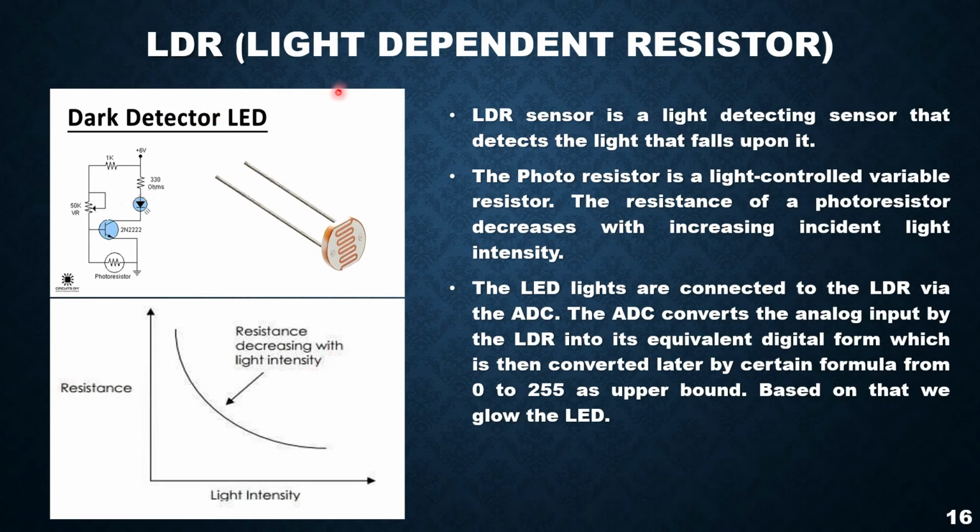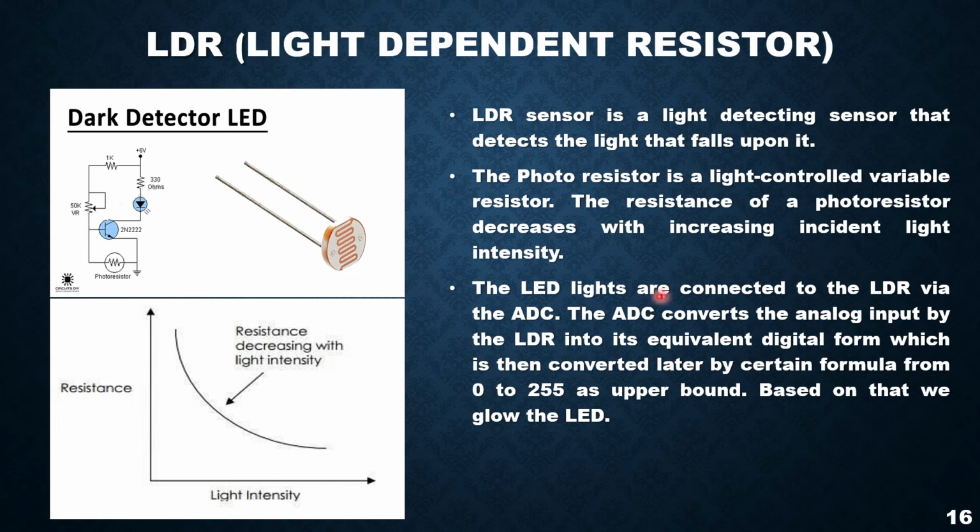LDR stands for light dependent resistor. An LDR is a 2-pin device, and in this figure we can see the resistance versus light intensity graph. As the light intensity increases, the resistance across the LDR decreases. So the LDR sensor is a light detecting sensor that detects the light that falls upon it. The photoresistor is a light controlled variable resistor. The resistance of the photoresistor decreases with an increase in incident light intensity.